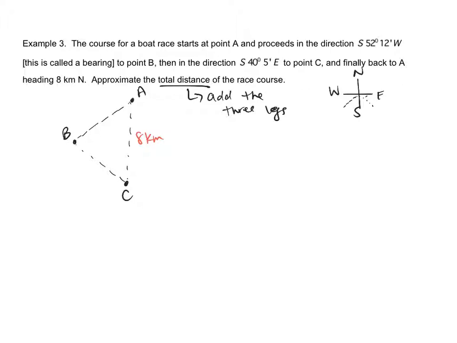For angle A, 52 degrees, 12 minutes is going to be 52 degrees plus 12 sixtieths. Remember, there are 60 minutes per degree, so you can remember it that way. And that is equal to 52.2 degrees.